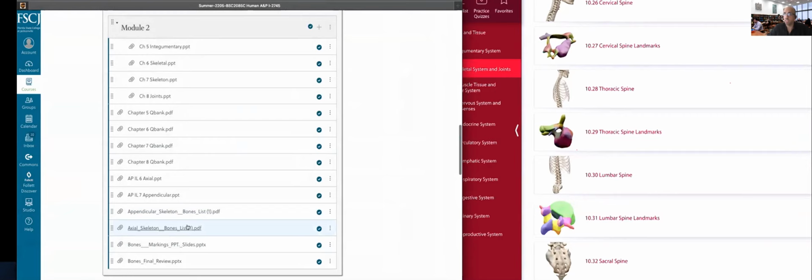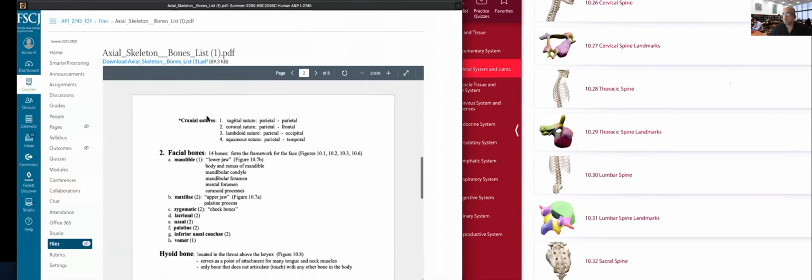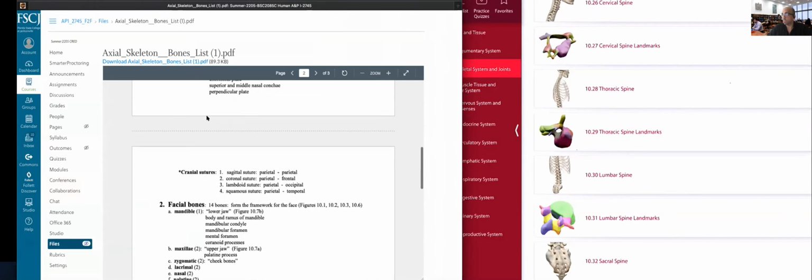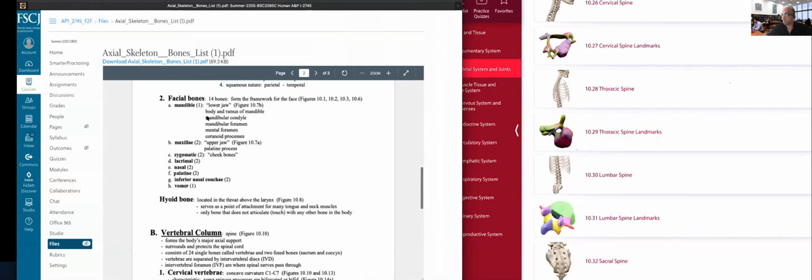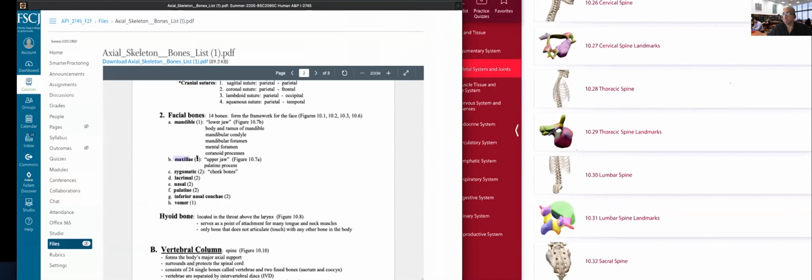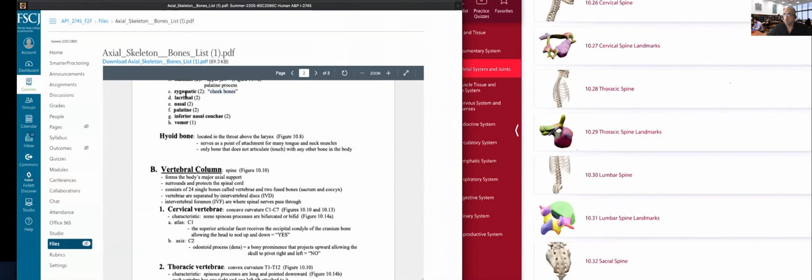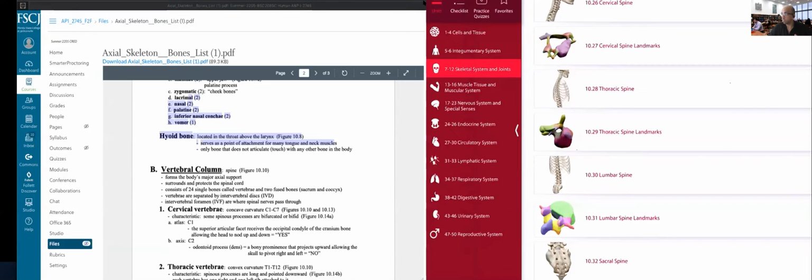So for example, if you go to the axial skeleton, you will see something that we mentioned here, that the maxilla is the upper jaw. The zygomatic bone is the cheekbone, and so on. So you are required to know everything on those lists. And you can't just study this list on its own because it doesn't make any sense. You need to be able to identify those structures and those bones on your diagrams.